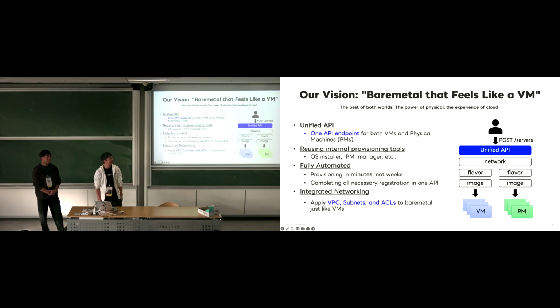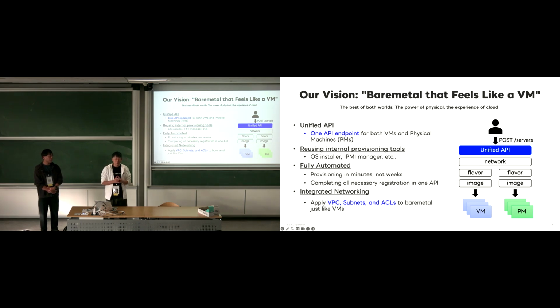And our vision is a Baremetal that feels like a VM. In order to achieve our vision, we determined four points. The first one is easy to understand: a unified API, in respect of Ironic. One API endpoint for both VM and physical machines. And reusing internal provisioning tools.